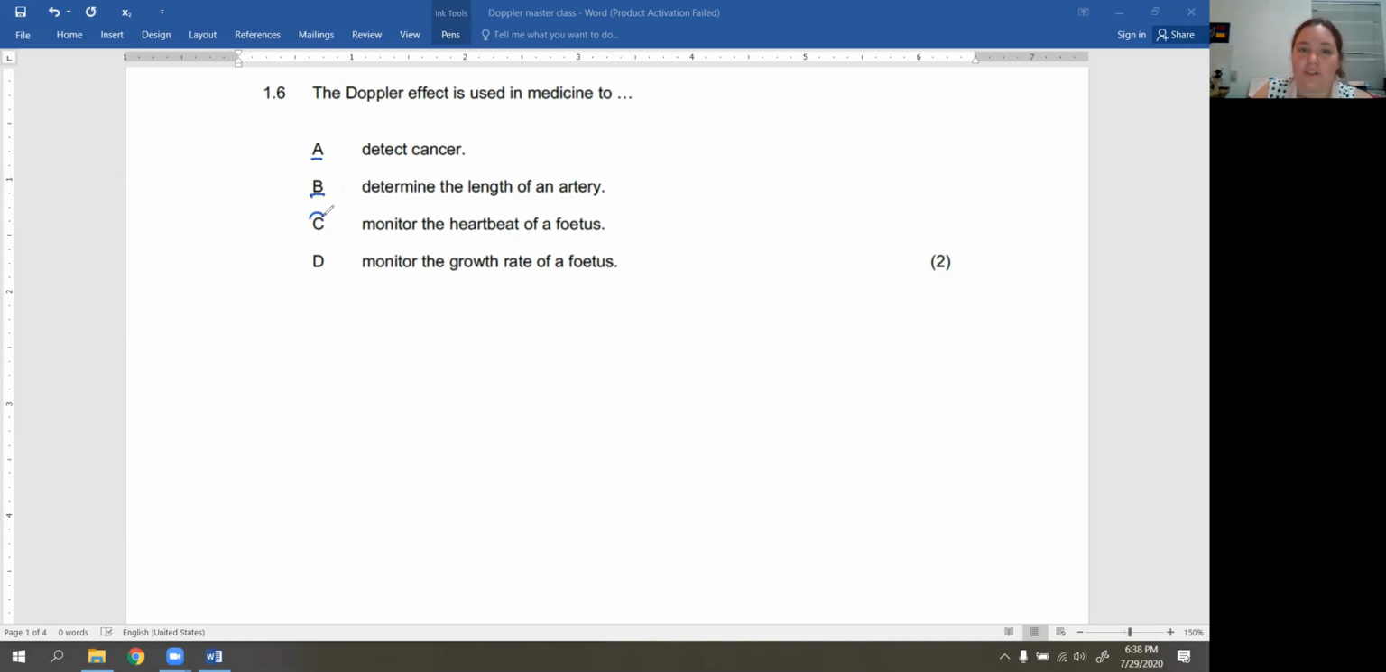It can be used to monitor the heartbeat of a fetus, but not to monitor the growth rate of a fetus. So it's technically to measure the flow rate of blood, either through the human body or in this case, the fetal heartbeat. All right. I hope that everybody got C.